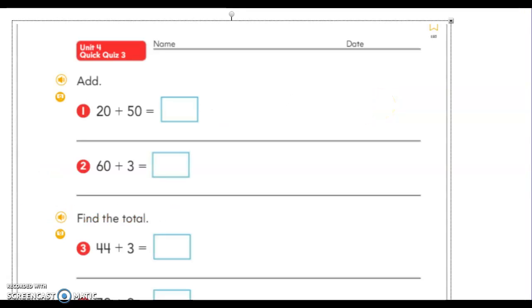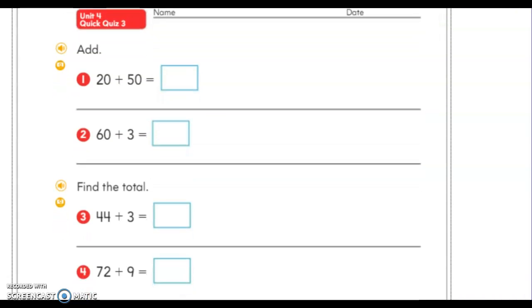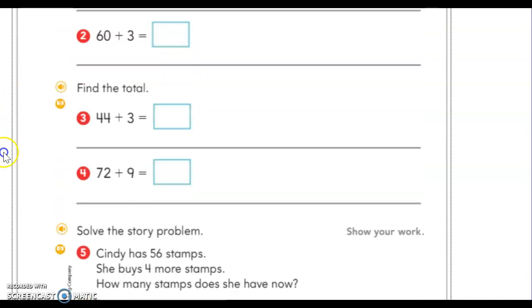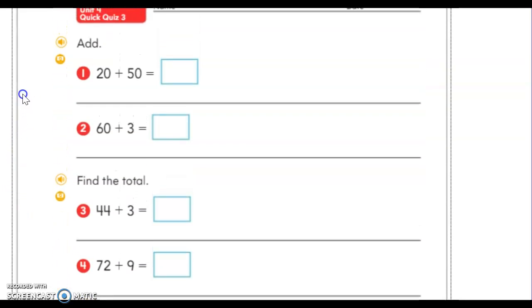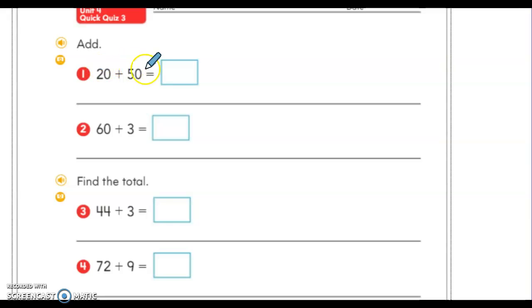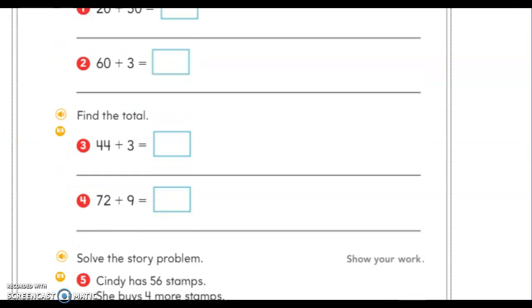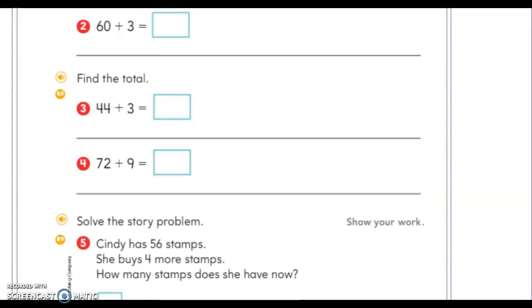All right, so the last two things you need to do today would be Unit 4, Quick Quiz 3, which is the next page in your math workbook, 193. So you're going to add these. So these are 10s, pay attention to that. And this is a 10 plus 1s, right? So 10s plus 1s, make sure you pay attention to that. For number 3 and number 4, you can use any method you want. You can draw a picture, you can count on your fingers, whatever you have to do to find the total, put that in the box.